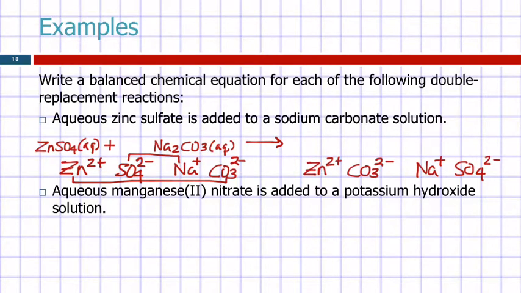Okay, so how would we put these two together to form an ionic compound? We look at the charges. +2, -2, if we just shove them together, they'll make a nice neutral compound. So we've got zinc carbonate. We're going to need a state symbol in there, so I'm going to leave some space there.